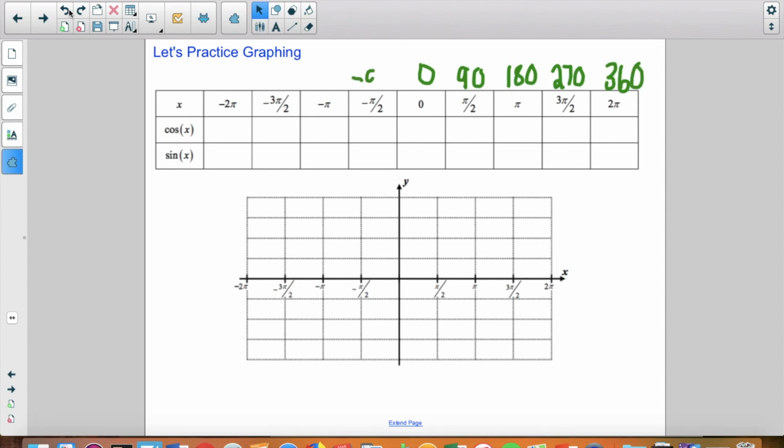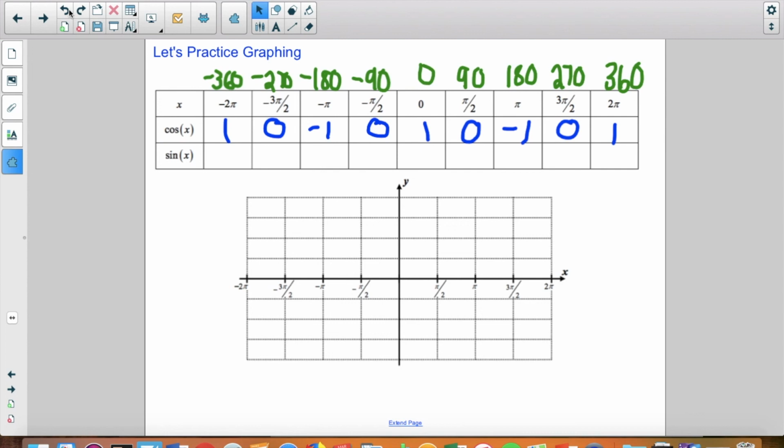We haven't seen that yet, but with the pattern, nothing is going to change. So negative 90, negative 180, negative 270, negative 360. Let's first look at the cosine. Cosine of 0 is 1. Then we follow our pattern: 0, negative 1, 0, 1. And the pattern still goes in the opposite direction: 0, negative 1, 0, 1.